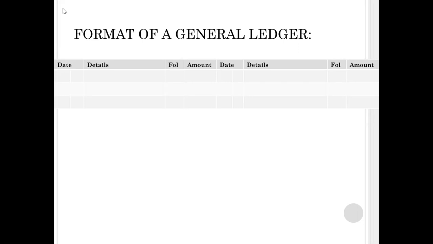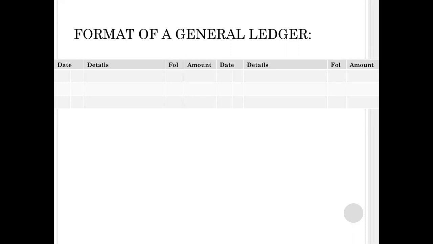And then if we look at the format of the general ledger, how the subheadings are going to look, you will see that what you have on the debit side, you're going to have the same details. You're going to start with your date. And remember how we said yesterday: the first column is the year and the month, and the second column is the day on which the transaction happened. Details, right? There will be the friend's name. Normally in your case it will be bank, but we will look at that right now.